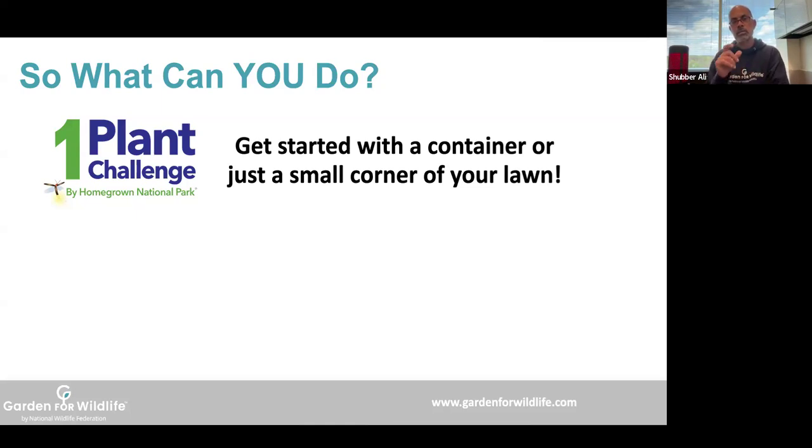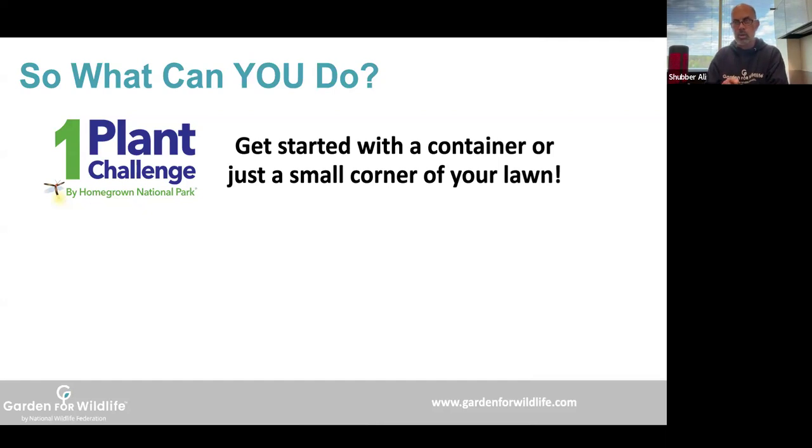So the first thing you can do is just start with a container or a small corner of your yard. And when I say small corner, I mean like a 4 by 6 foot section. Just cut out the grass there, put some rocks around it, or those edgers you can get again at a Home Depot or Lowe's, and then put in the native plants and see what happens, because you'll be amazed at how quickly the wildlife shows up.